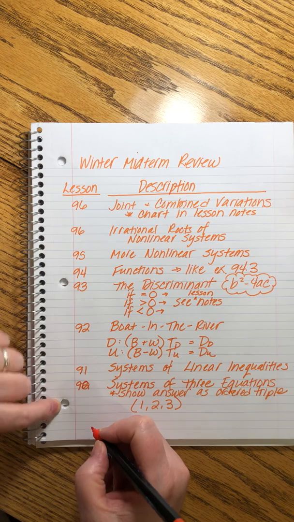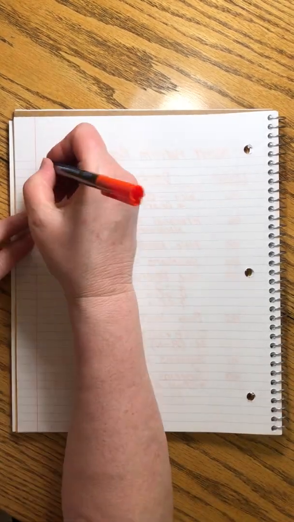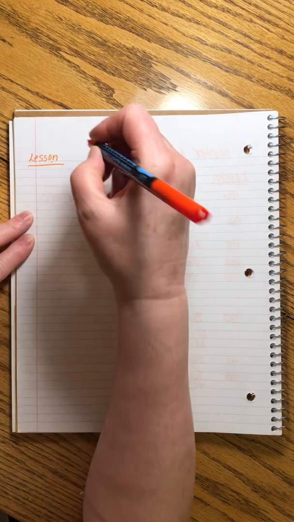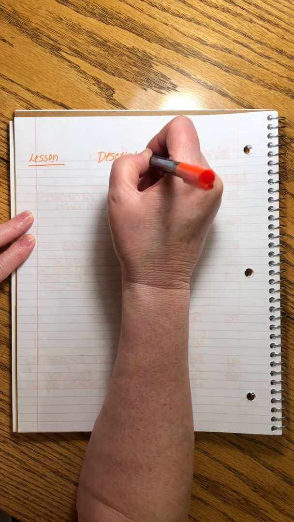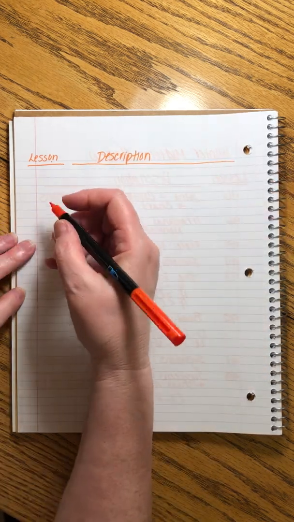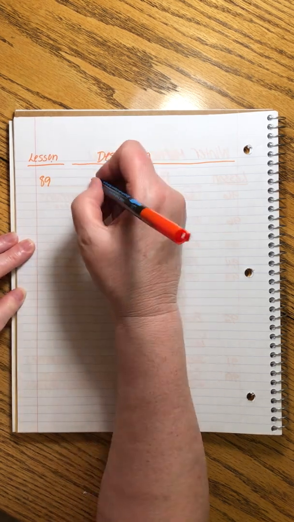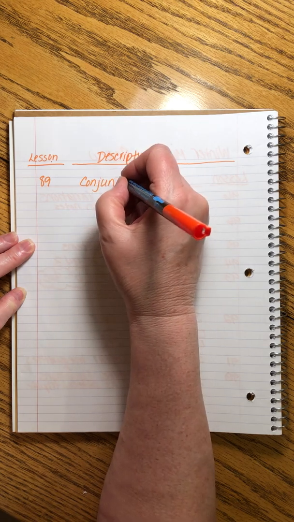89. Let me go to the top of the next page for 89. I don't want to run out of space. Let's see, this is the lesson. This is the description. 89 is about conjunctions and disjunctions. So graphing on a number line.